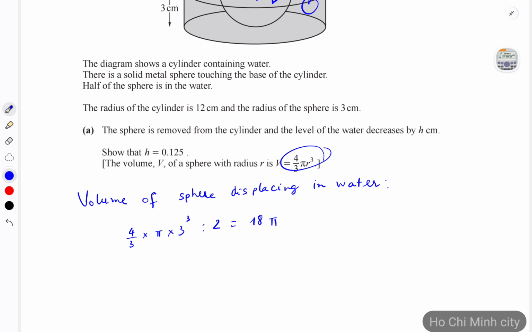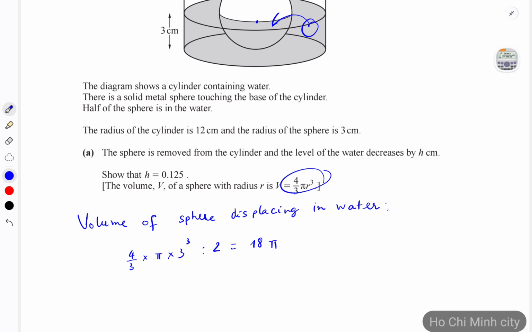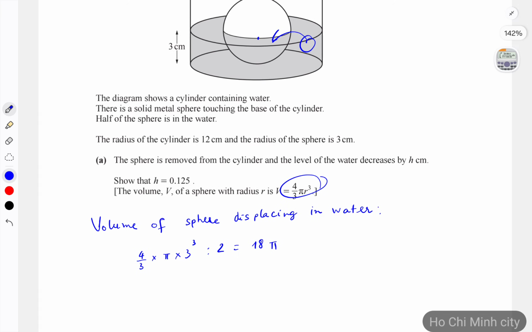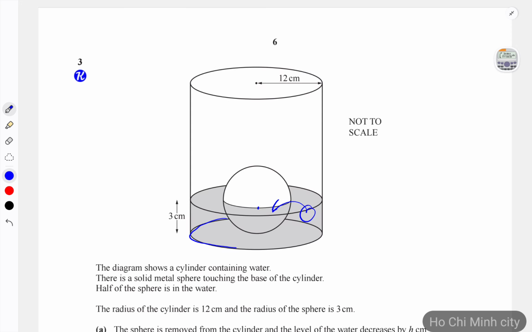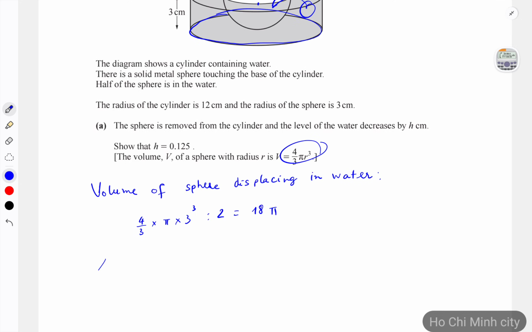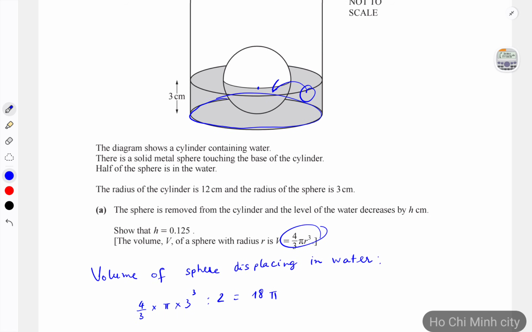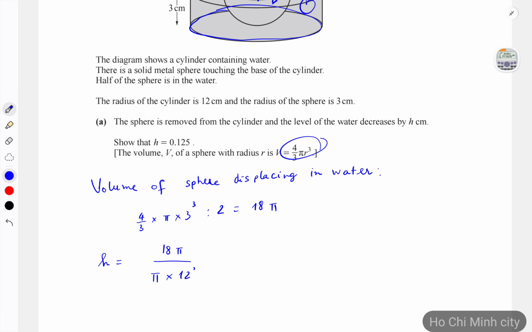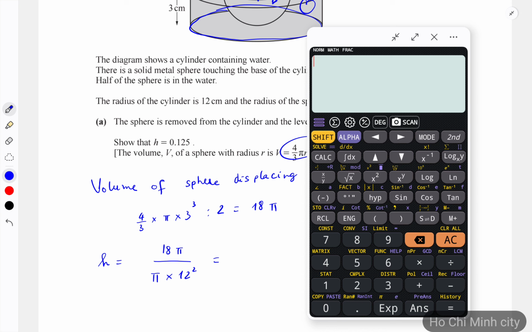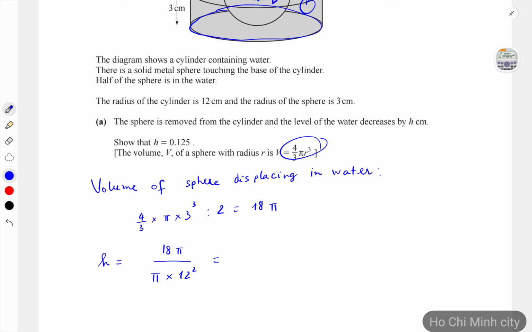And to calculate the height, right? The level of water decreases. Then we need to take this volume and divide it by the base area of the cylinder, which is the area of the circle with the radius of 12 centimeters. So H is 18 pi divided by pi times 12 squared. And that one is 18 divided by 12 squared, which is 0.125. And the unit is centimeters.